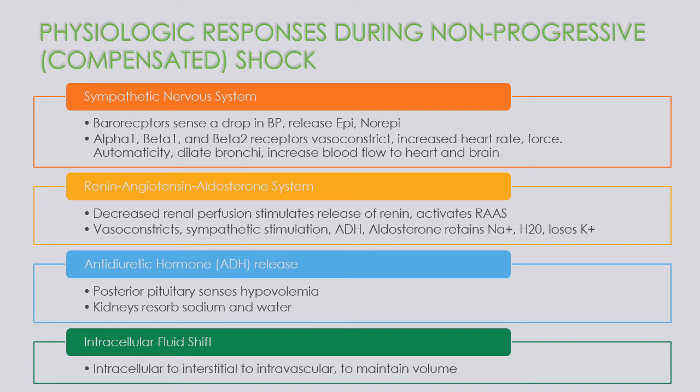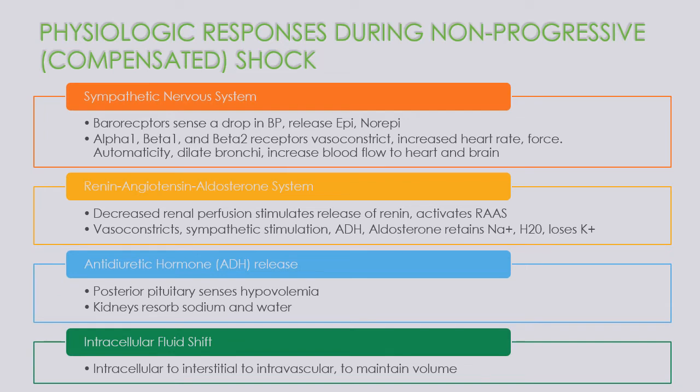So we talk about compensated and decompensated and irreversible shock. Other terms you might hear used are things like non-progressive and progressive shock. I just want to talk a little bit about what this looks like as far as the pathophysiology. So the physiologic responses in compensation for shock, and let's just say at this point we're talking about dehydration and hypovolemic shock, because that's the most common type of shock we'll see in the pediatric patient.